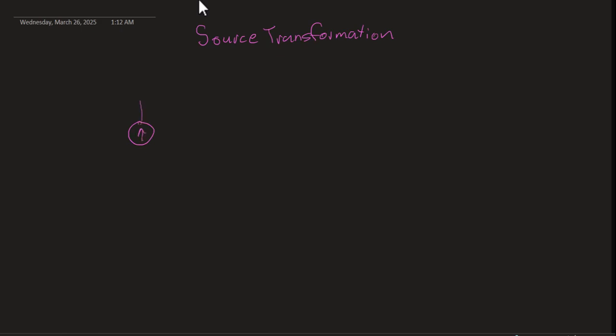If I have a current source and a resistor in parallel, so this is current source I and resistor R, if it is convenient to do so, I can change that to a voltage source and a resistor in series, where the resistor has the same value as the resistor here, and the voltage source has the value of IR.